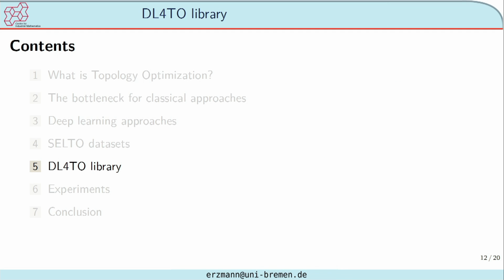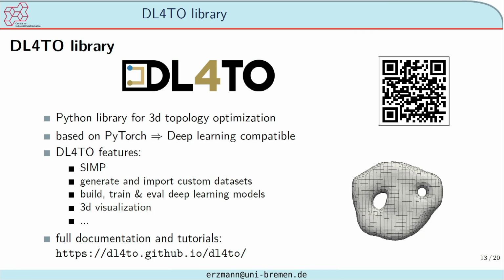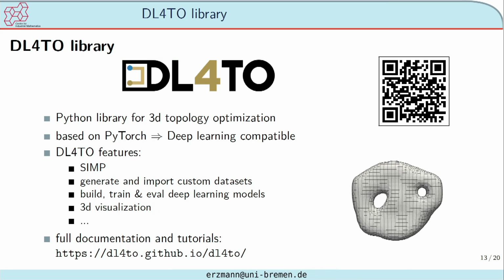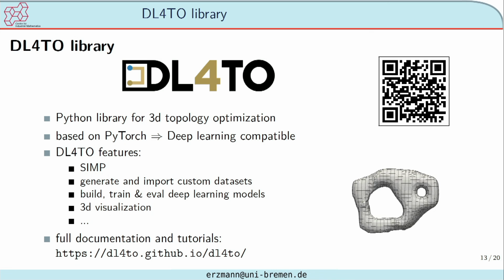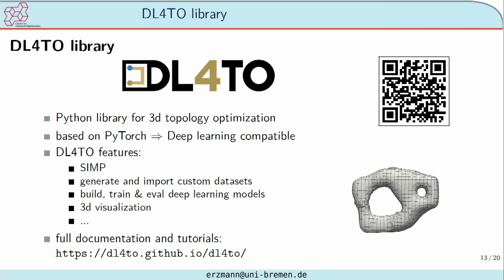So now I will talk a bit about my library. Again, DL4TO stands for Deep Learning for Topology Optimization. And this library is a Python library for 3-dimensional topology optimization. And the nice thing about it is that it is entirely based on PyTorch. So you can easily integrate deep learning into your topology optimization pipeline.